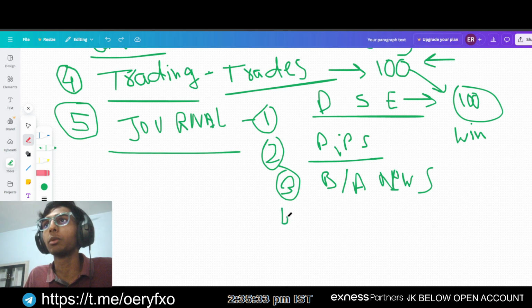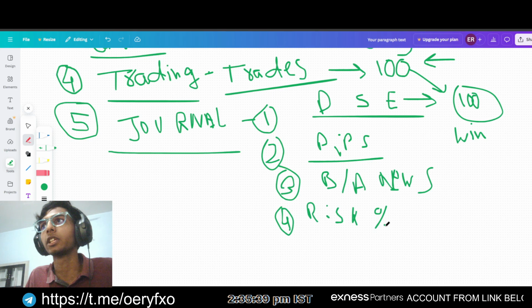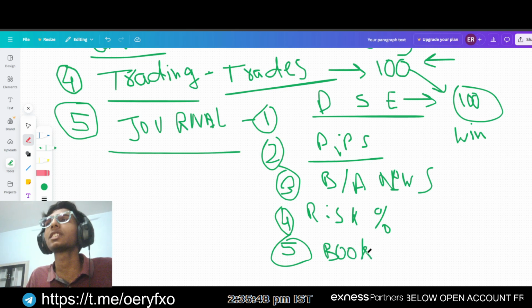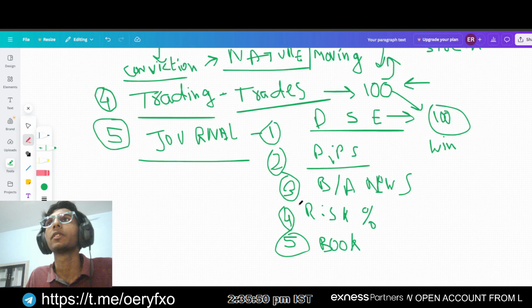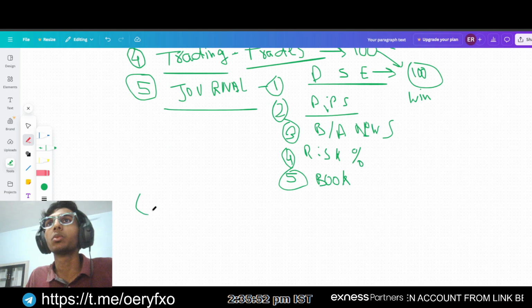In this thing, there will also be risk management, like risk percent, how much to risk per trade. Fifth will be where to book, booking of the profits, and everything else. So that's basically journaling. Okay. Sixth will be the mindset part.